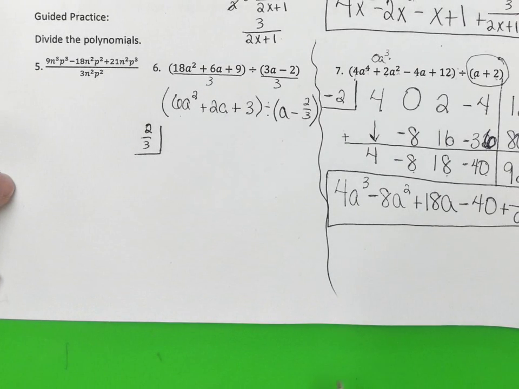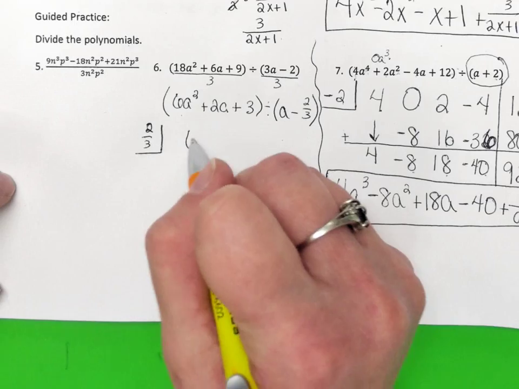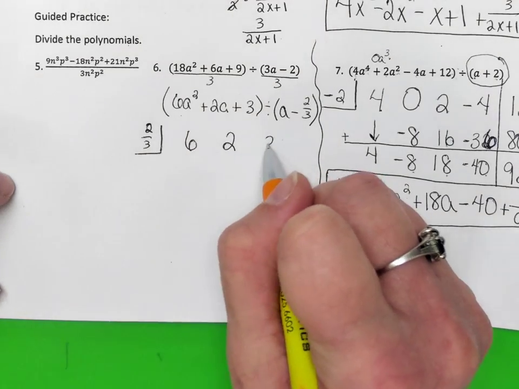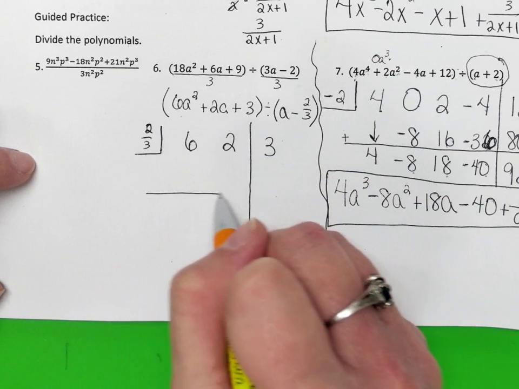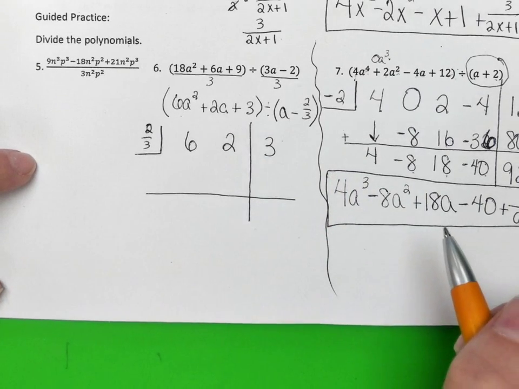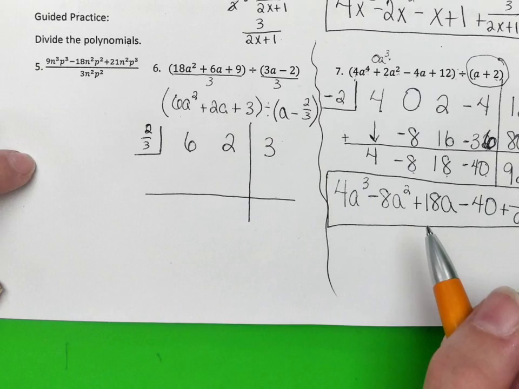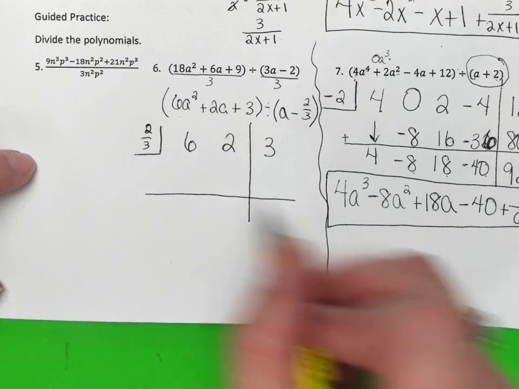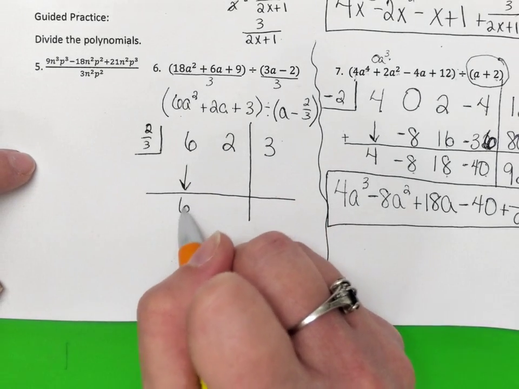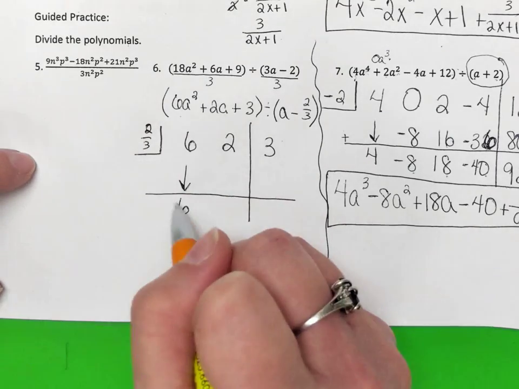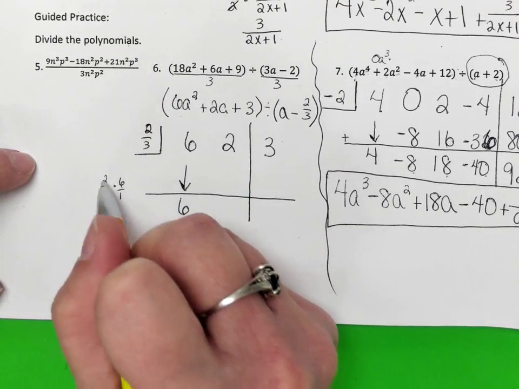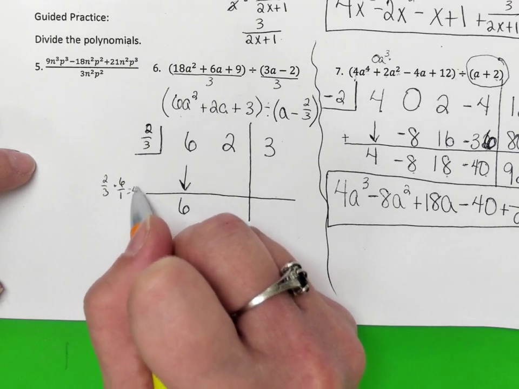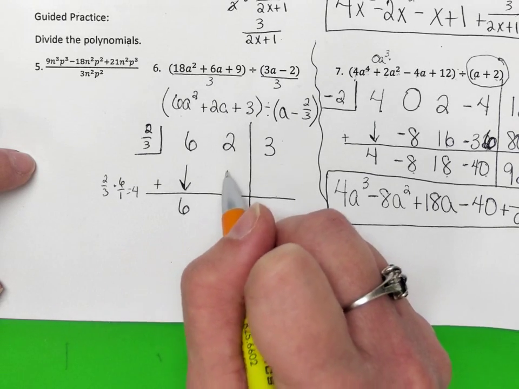And then I'm not missing any exponents, so that's good. So it'll be 6, 2, 3. Last one gets blocked off. And leave me some space. Y'all okay so far? All right, bring down the 6. Then we're going to multiply. 2/3 times 6 over 1 is 12 over 3, which is 4.